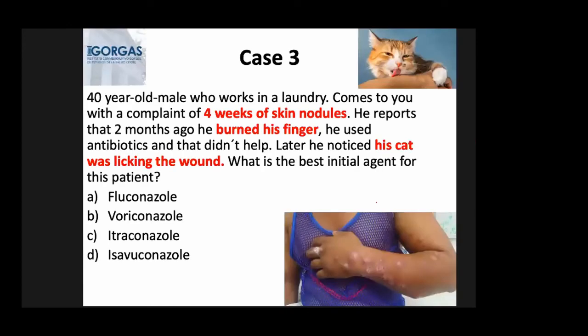So case number 3, I saw this case in 2016 when I was in Panama. A 40-year-old male who works in a laundry comes to you with a complaint of skin nodules. He reports that he burned his finger. He used antibiotics and that didn't help. And he thought it was a good idea that his cat licked the wound. So yeah, this just happens in Panama. This doesn't happen in any other place in the world. So what is the best initial agent for this patient? And what disease do you think that this patient has?